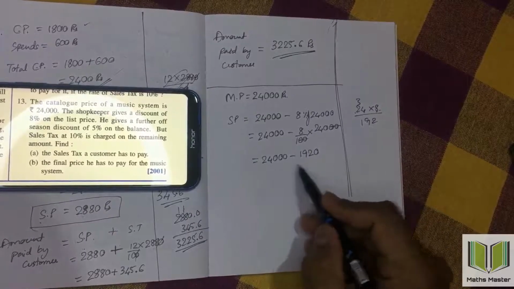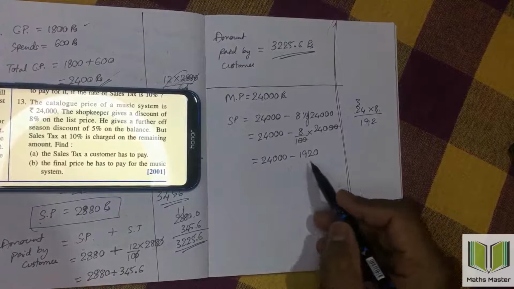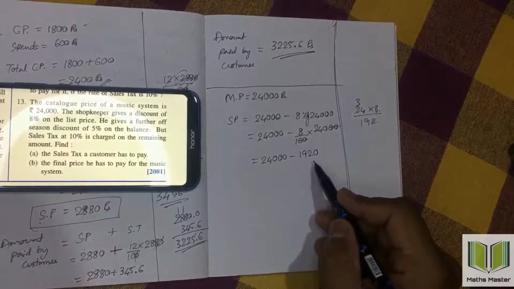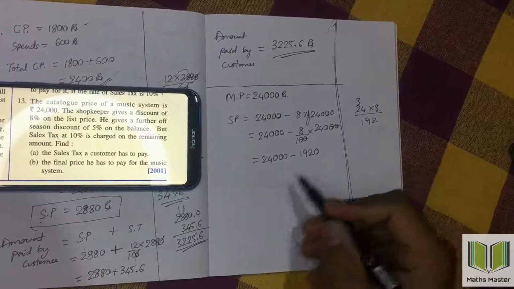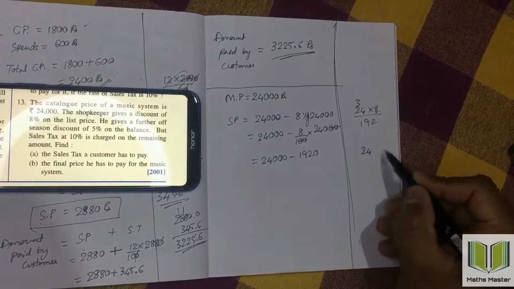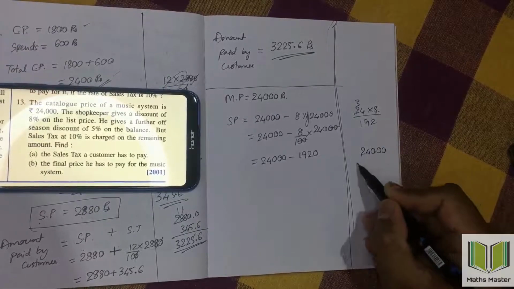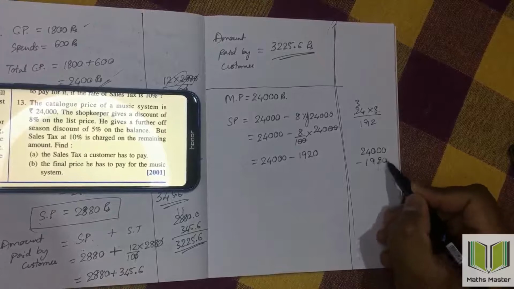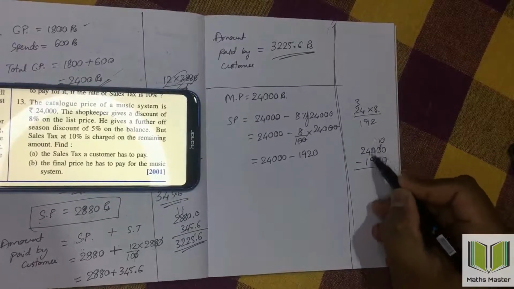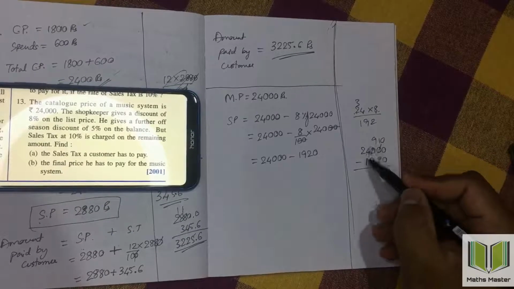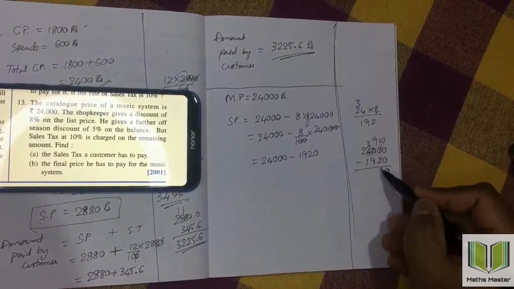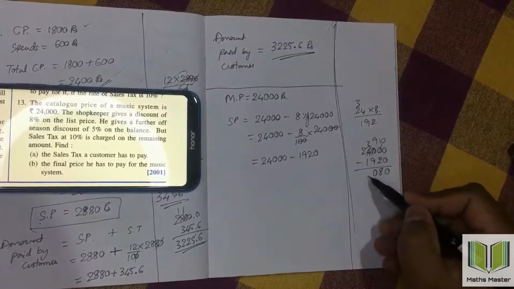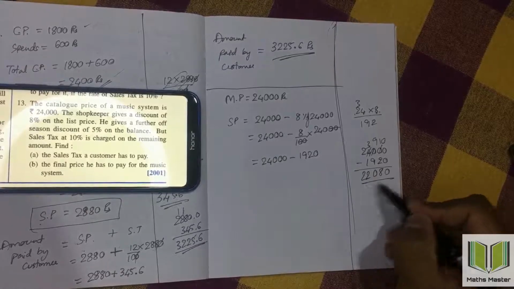Okay. So 24,000 minus 1,920 will be the new selling price, which will be equal to 22,080.